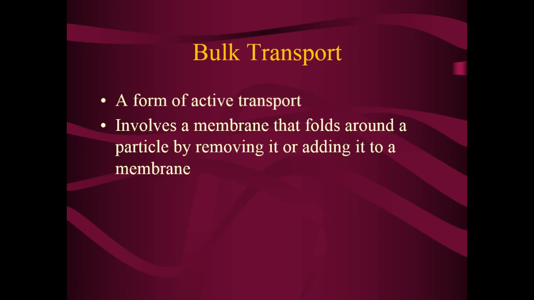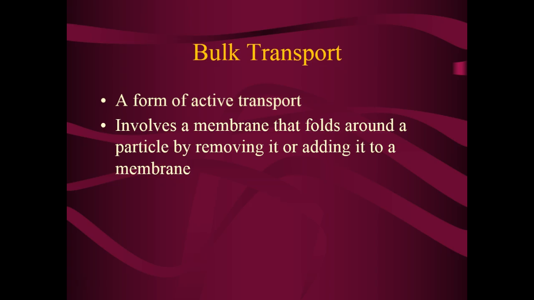Bulk transport is a form of active transport. In the last lecture, we talked about the difference between passive and active transport. We know that passive transport requires no energy, and active transport does require energy. Active transport also requires a membrane and specific protein channels or pumps, where passive transport can use a membrane and can use a protein, but it doesn't necessarily need one. When we talk about bulk transport, remember that it's a form of active transport, using membranes that fold around particles that are eventually going to take them places.